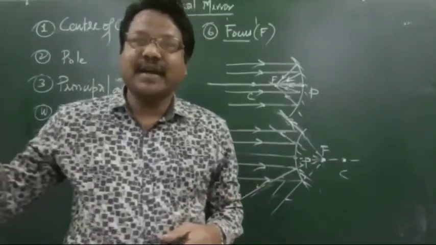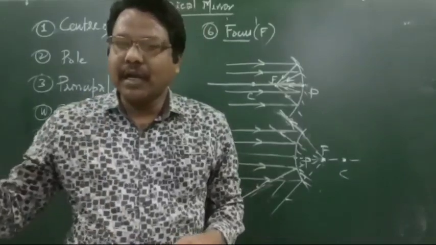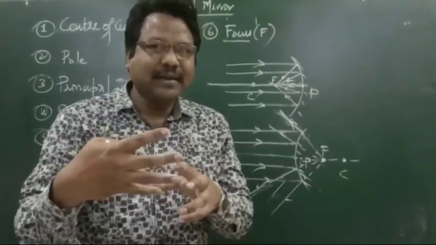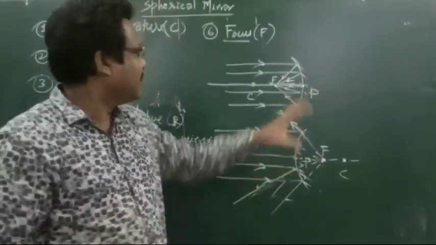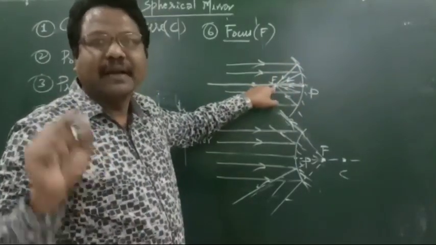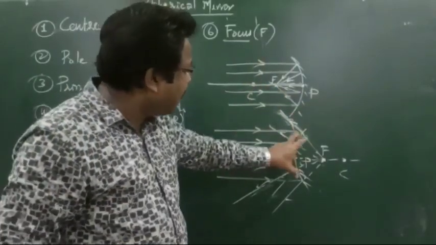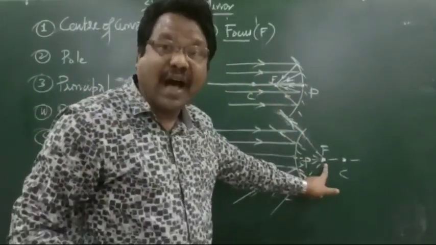So what is the principal focus? When the rays are incident parallel to the principal axis, either the rays will converge after reflection to a single point on the principal axis, which is called the principal focus, or the rays will appear to diverge from this point after reflection.